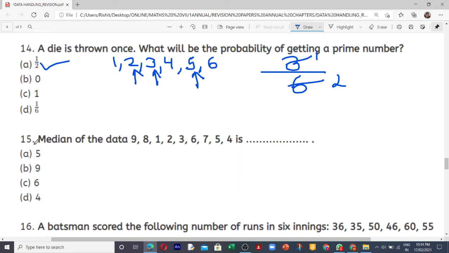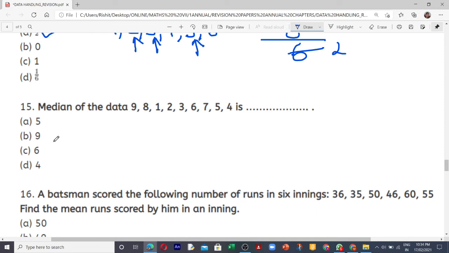Now 15. From 15 again the question has started. Median of data. What is the median of this data? 1, 2, 3, 4, 5, 6, 7, 8, 9. 9 observations, children. So you can do it quickly. Come on. You know what you have to do first, and then start finding the median by using the formula.